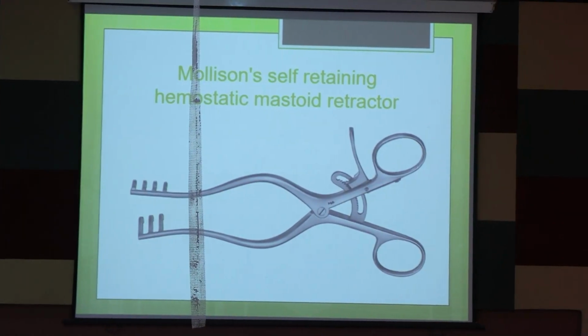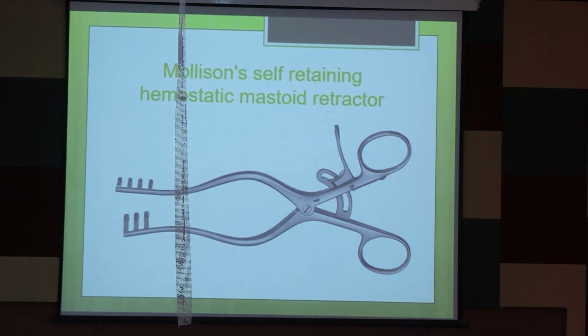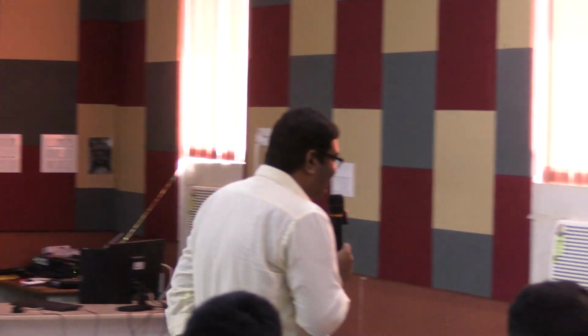This instrument, extremely important. Okay, this is known as Mollison's self-retaining hemostatic mastoid retractor. Okay, the name signifies everything. First of all, it's a mastoid retractor used in ear surgeries, mastoidectomy, tympanoplasty. The bigger version is used in all kinds of surgeries, right? A bigger-sized mastoid retractor is used in neurosurgery, in spine surgery, in brain surgery, okay, because of its excellent qualities. We developed this instrument and everybody uses it, right?